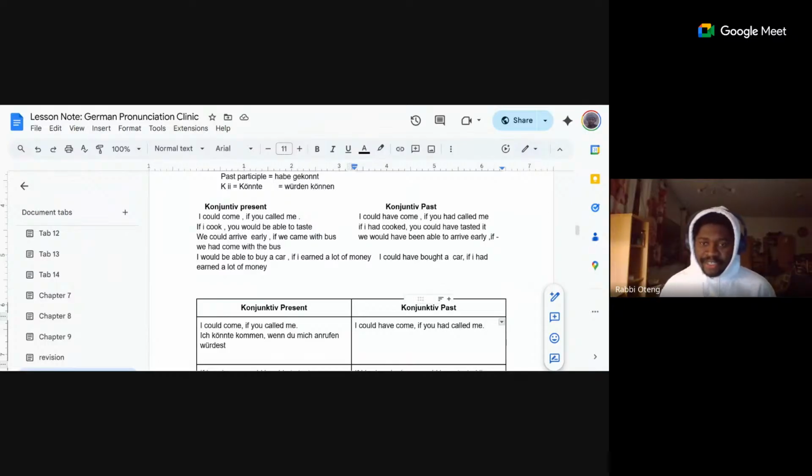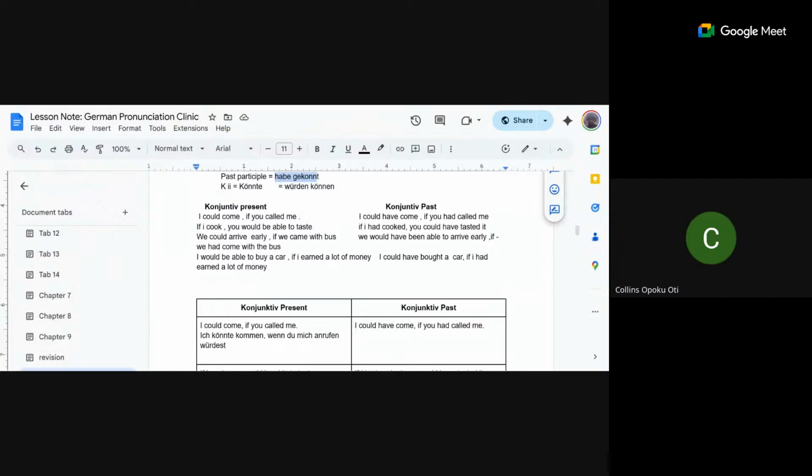Then the past tense, I could have come. The past tense of could have is hätte können. Normally, if we were to follow the normal pattern like with the other verbs, it would have been hätte gekonnt, oder? It would have been hätte gekonnt.